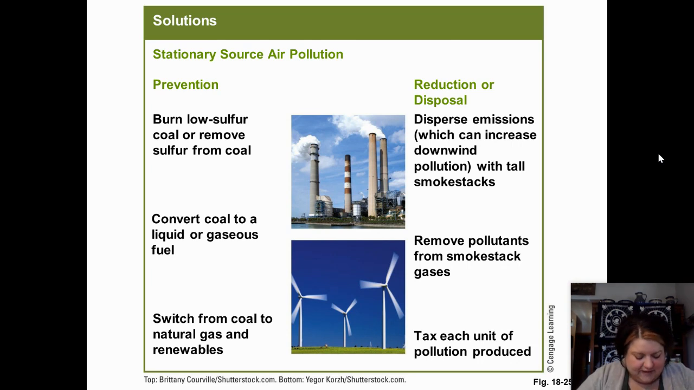We can prevent it by burning low sulfur coal, and this is where in class I'd ask, hey, what's low sulfur coal called? And you'd be like, anthracite, Simek, anthracite. You can also remove sulfur from coal. It's an expensive process, as I think you could imagine.